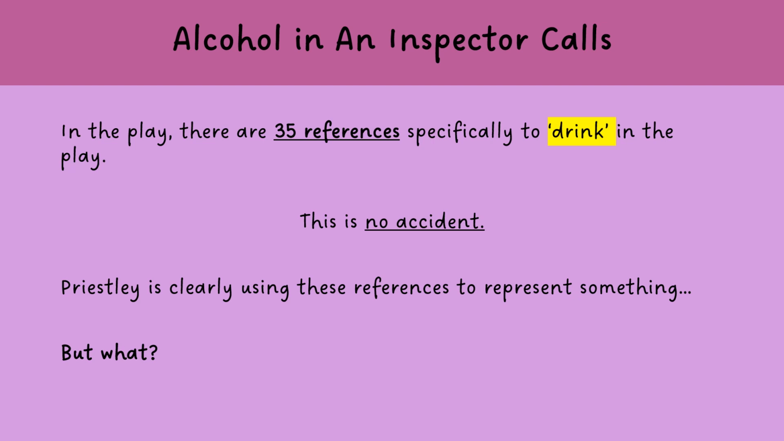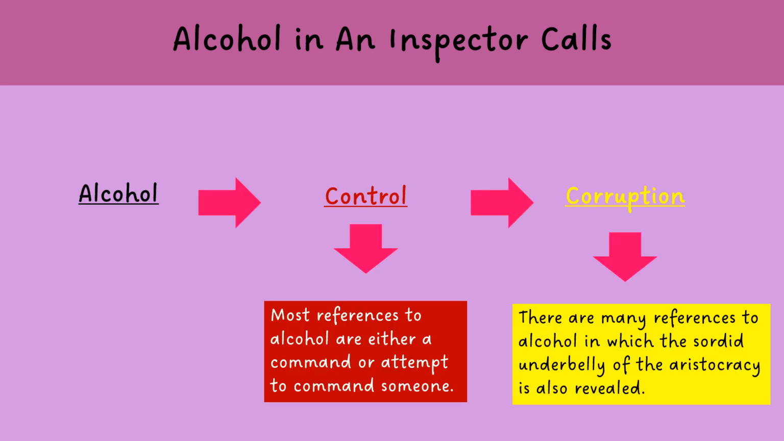Now in the play, there are 35 references specifically to the word drink. Now this is no accident. Priestley is clearly using these references to represent something, but what is it? We can look at the references to alcohol and the references to drink to symbolise two things.